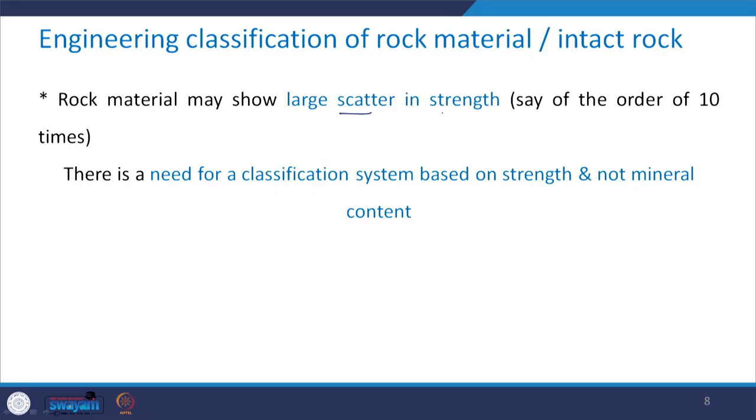Now, this rock material may show large scatter in strength, and this can be of the order of 10 times. So, there is always a need for a classification system based on the strength and not only on the mineral content. So, we will learn about some of the classification systems first for the intact rock, and then we will discuss the classification system for the rock masses.